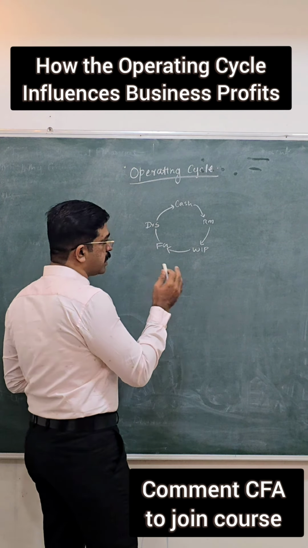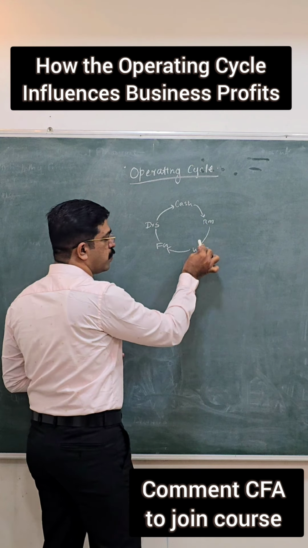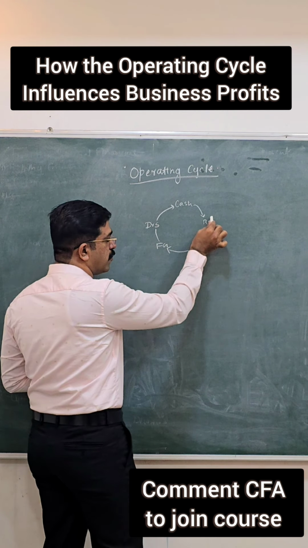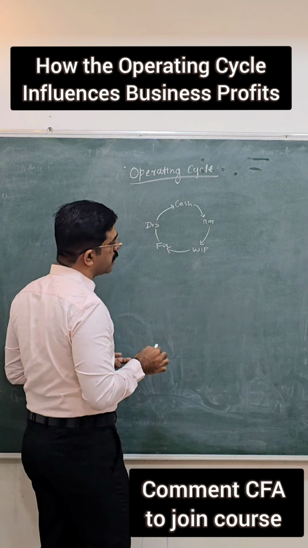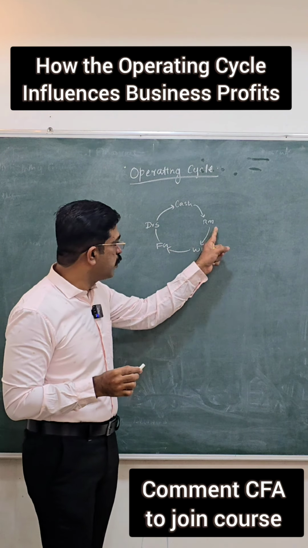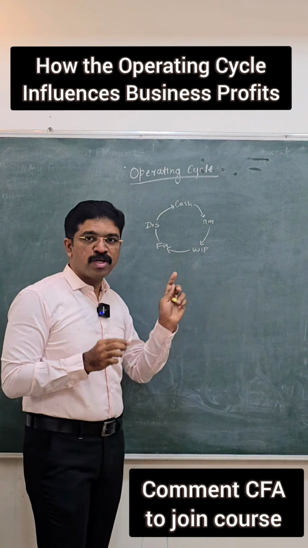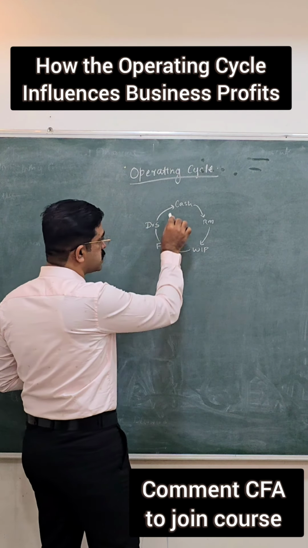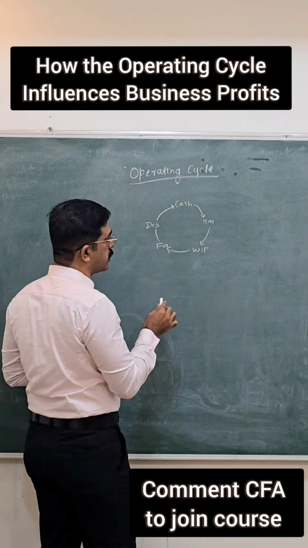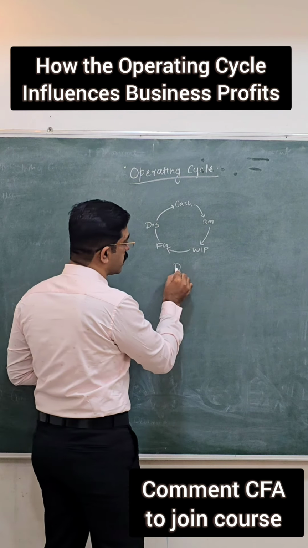In case of a trading entity, there may not be raw material or work in progress, rather there will be only finished goods, and that will get converted as debtors and cash. In case of service industry, you will not have any inventory at all, you will have only debtors and cash. But we have to understand this cycle, it is very important, because days are involved.